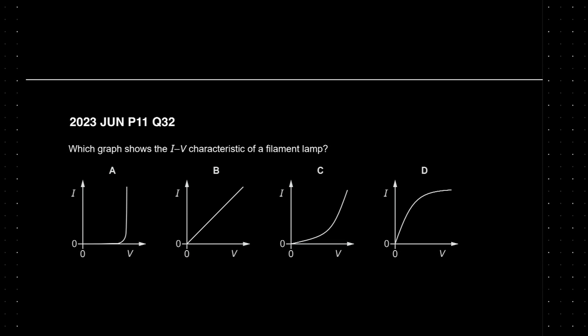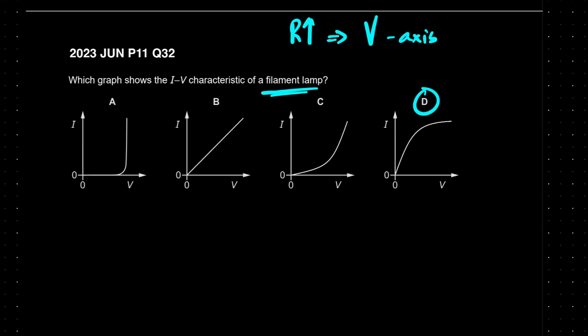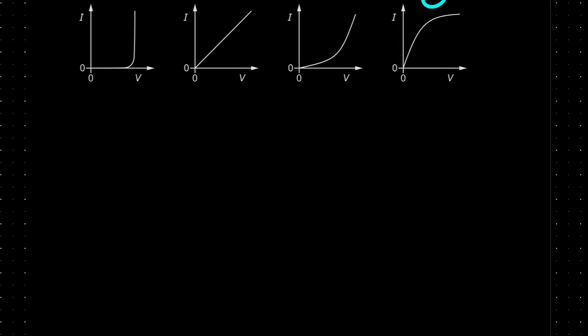IV characteristics of a filament lamp. For a filament lamp, I know resistance increases, and in terms of an IV characteristic, the graph should bend towards the V-axis, and I see that happening in only D, right? A is how the graph looks for a diode, right? And C is also sort of like a diode, and B is just an ohmic conductor, right? So B is really just a resistor in a way.